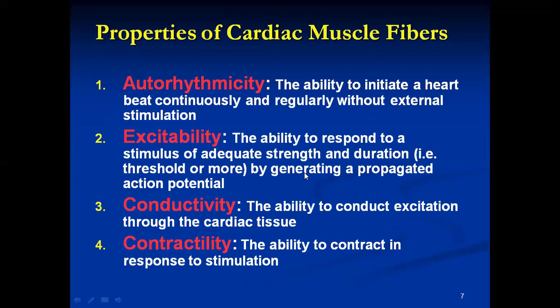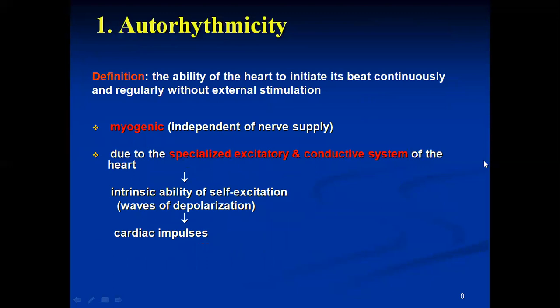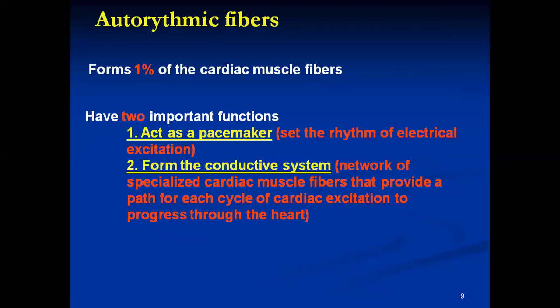Then we'll be discussing autorhythmicity in detail. As I told you, heart muscles beat continuously without taking a rest. It is myogenic, like they are independent of nerve supply. They have a special conductive system that leads to waves of depolarization leading to cardiac impulses. And this forms 1% of cardiac muscle fibers. The two important functions are it acts as a pacemaker, which sets the rhythm of electrical excitation, and it forms a conductive system.